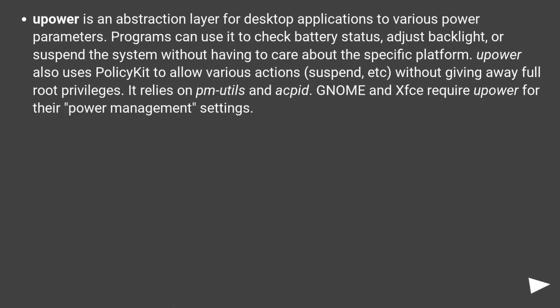UPower is an abstraction layer for desktop applications to various power parameters. Programs can use it to check battery status, adjust backlight, or suspend the system without having to care about the specific platform. UPower also uses PolicyKit to allow various actions, suspend, etc., without giving away full root privileges. It relies on pm-utils and acpid. No DE must require UPower for their power management settings.